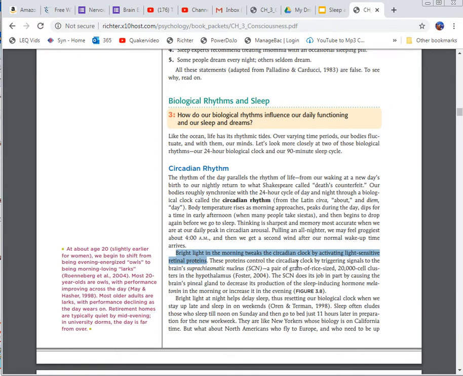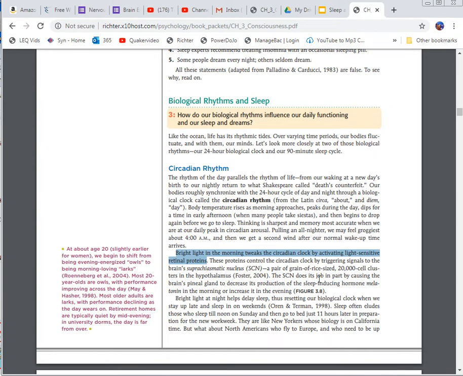These proteins control the circadian clock by triggering signals to the brain's suprachiasmatic nucleus, SCN. Now, notice they did not bold that, so that's telling me it's not super important for us to memorize that. Just something to know. Some people are more interested. It's going to be more science stuff. And it describes a pair of grain-of-rice-sized, 20,000-cell clusters in the hypothalamus.